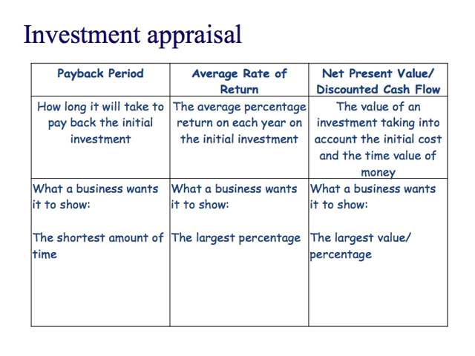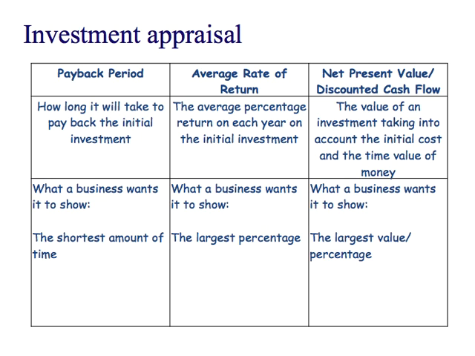or sometimes called discounted cash flow. And so payback period is going to show how long it'll take the business to pay back the initial investment, and the business wants it to show the shortest amount of time possible. Average rate of return is the average percentage return, so I suppose the profit that you're making each year on your initial investment as a percentage of the initial investment, and the business wants it to show the largest percentage possible.